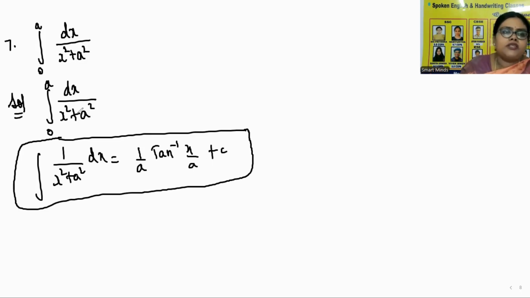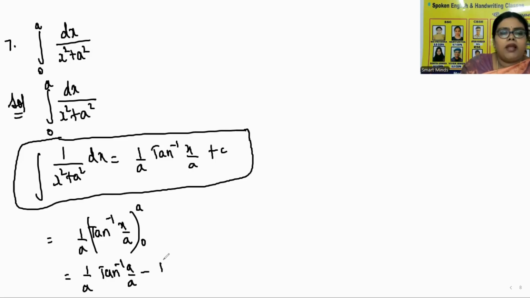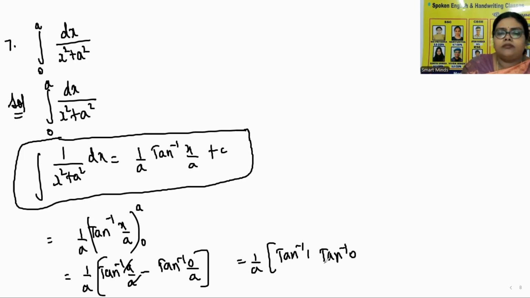Now here the question is given in the standard form. So directly we can apply the formula 1 by a tan inverse x by a from 0 to a. That is 1 by a tan inverse a by a minus tan inverse 0 by a. A cancels. That is 1 by a tan inverse 1 minus tan inverse 0. So that is 1 by a, tan inverse 1 is pi by 4 minus tan inverse 0 is 0. So that is equal to pi by 4a. This is the final answer.